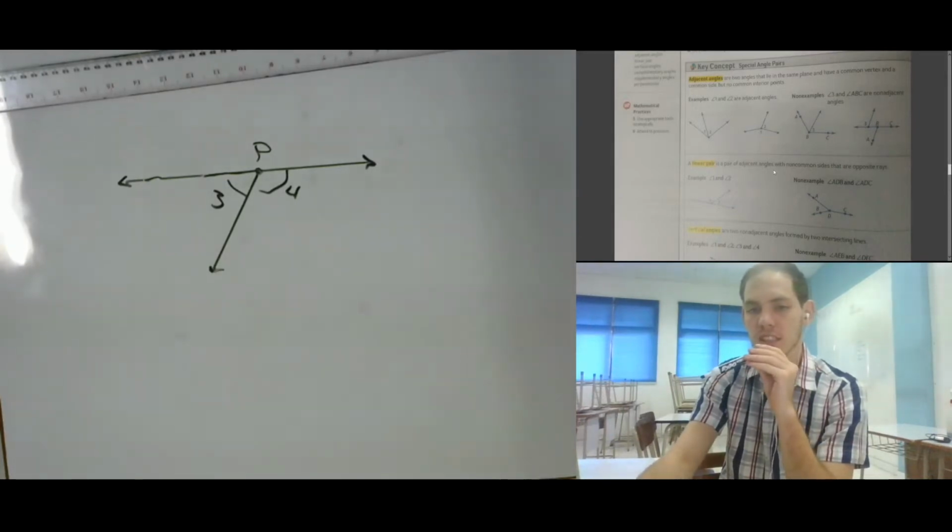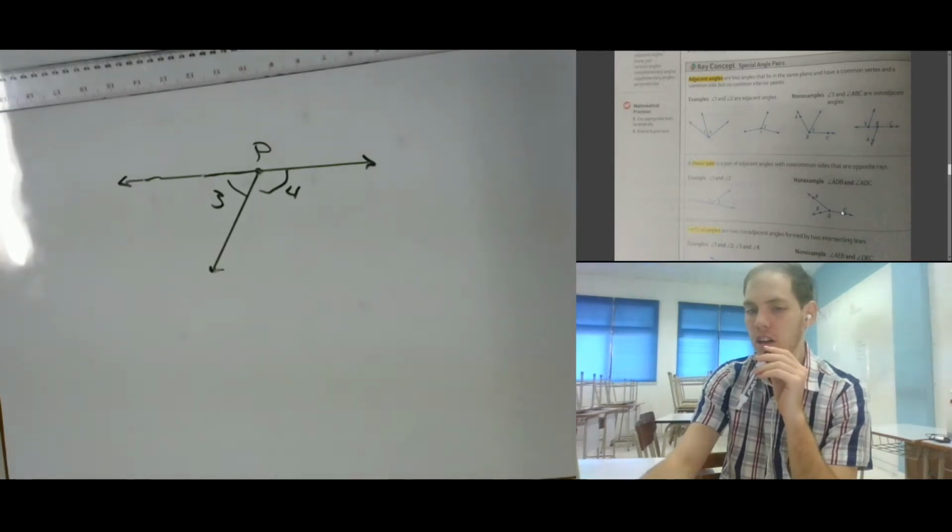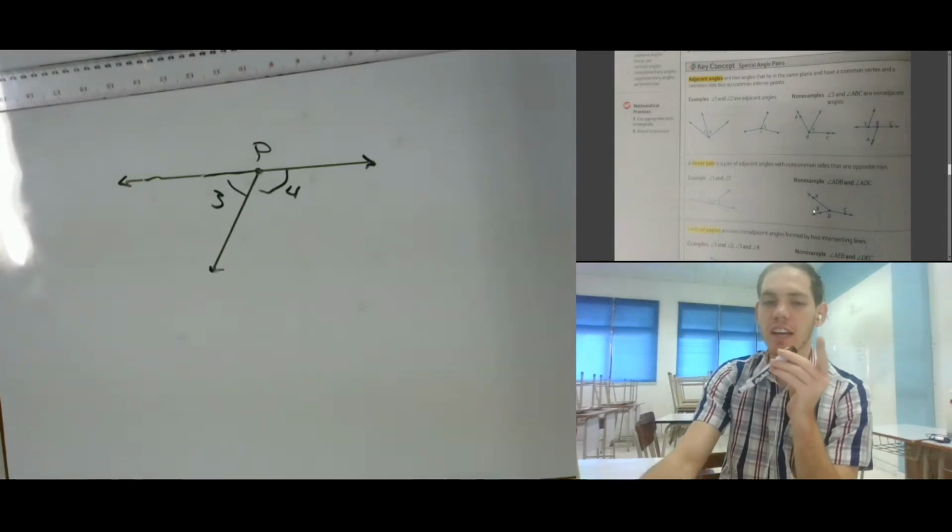If you look at this, none of these would be, because none of their sides are opposite rays, okay? All of them are diverting in a different direction, not an opposite direction, okay?